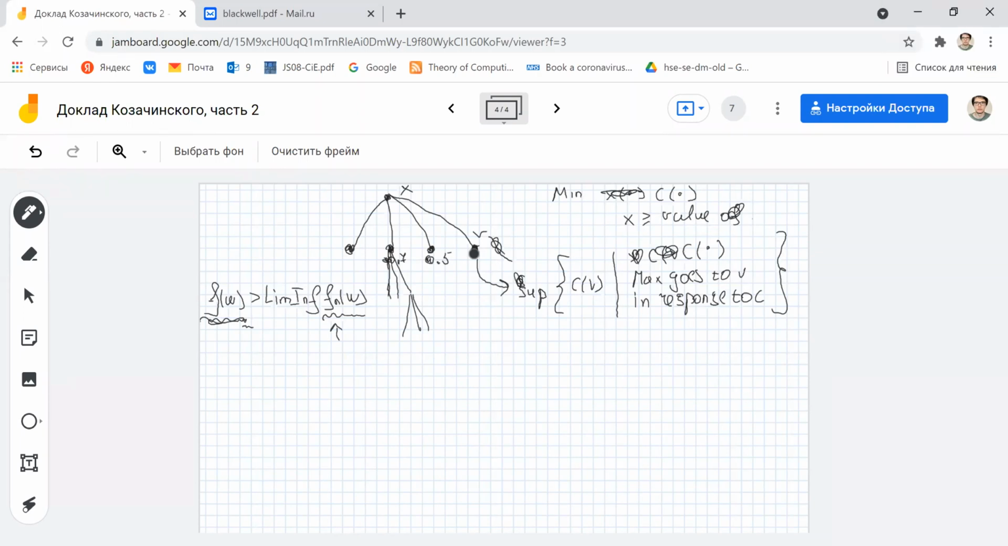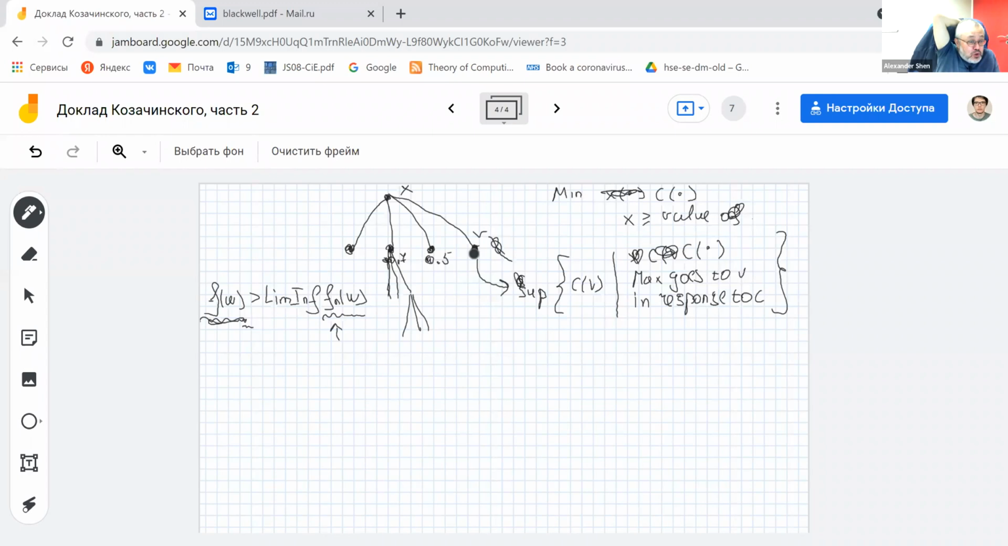Yeah, but here we have a small kind of cheating. When we say max goes to V in response to C, we assume that C is indeed locally consistent. Yeah, sure. The moves of min are locally consistent by construction. Yeah, but when we say max goes to, okay, but so.